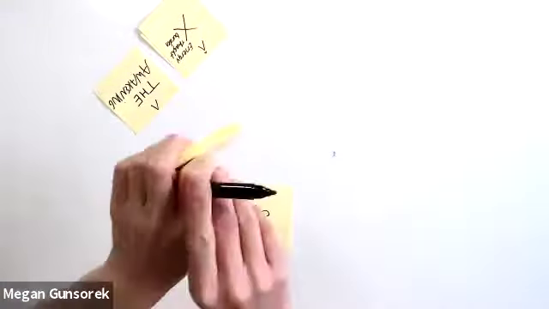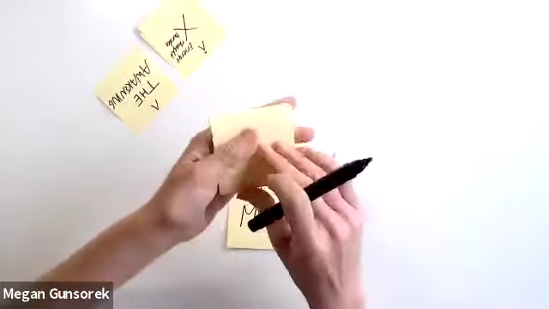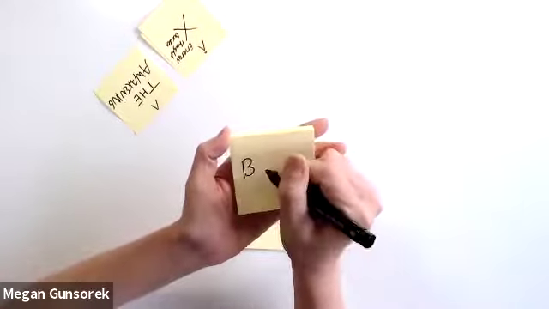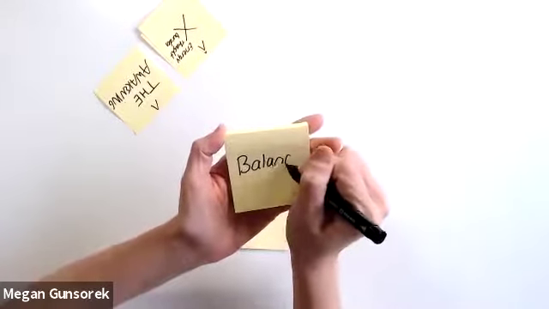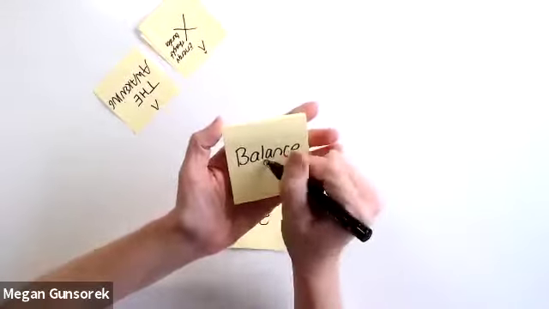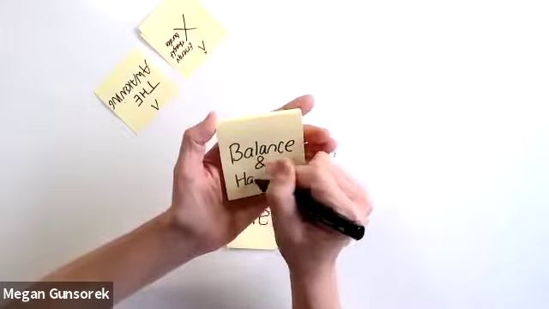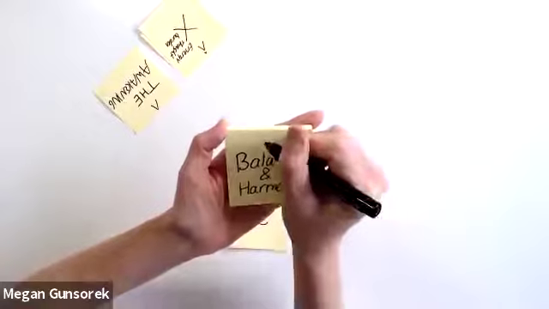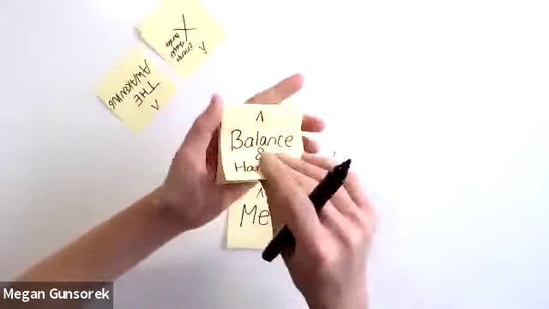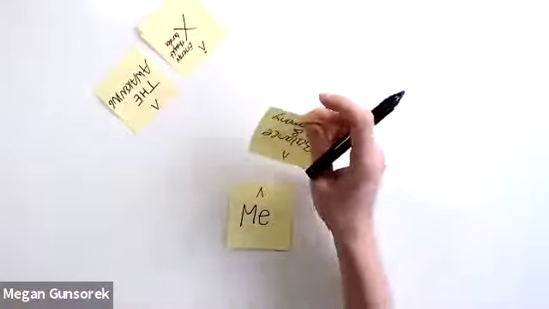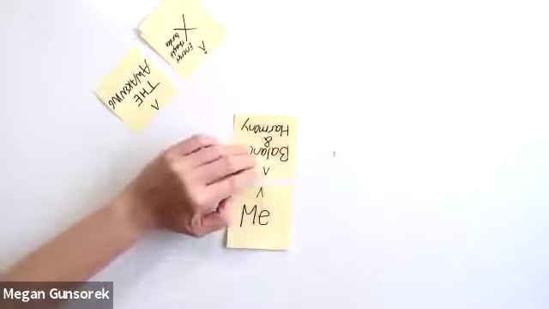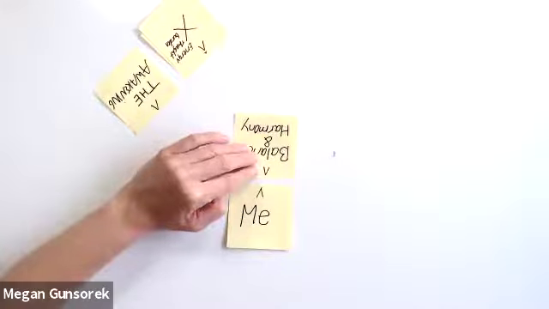We're going to bring in the next part here. We're going to bring in balance and harmony. Writing on a post-it note, balance and harmony. With that arrow up top, bringing in balance and harmony. We're going to place balance and harmony in front of us. Placing your hand on balance and harmony first.